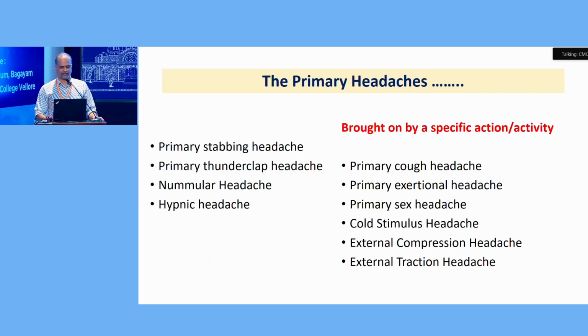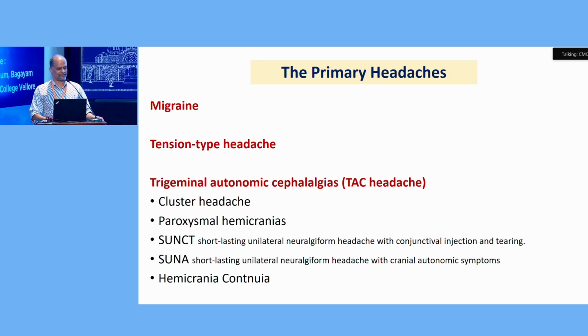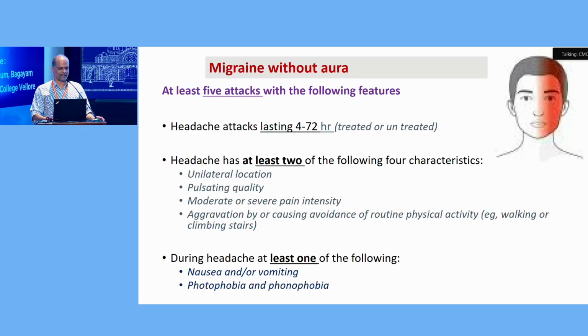Now there are rarer primary headaches. Some of them can be brought out by some specific action, like primary cough headache, primary sex headache. But these are headaches you should be very careful before you label them, because they need thorough evaluation before you can label them as a task-specific primary headache. So we will be looking at these headaches one by one. Migraine. There is a strict criteria when you can diagnose somebody to be having migraine. He or she should have had at least 5 attacks with the following features.